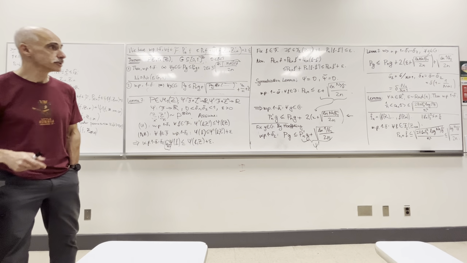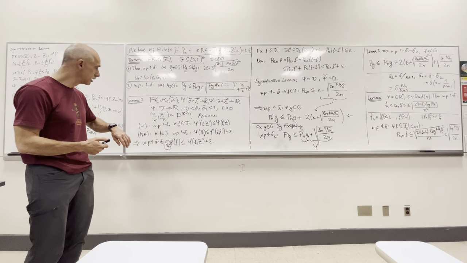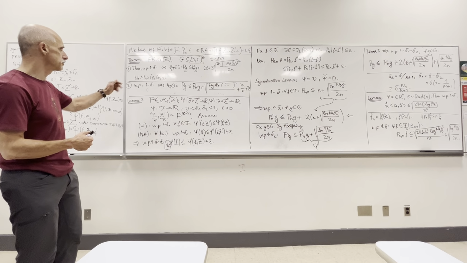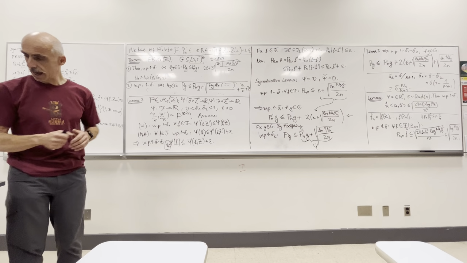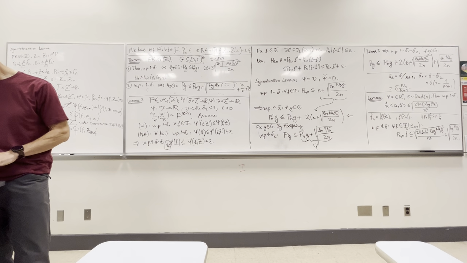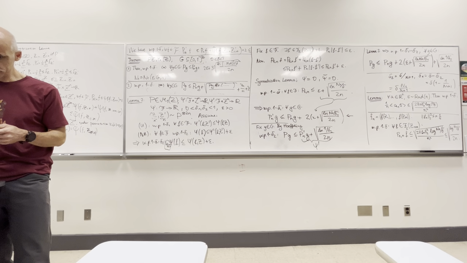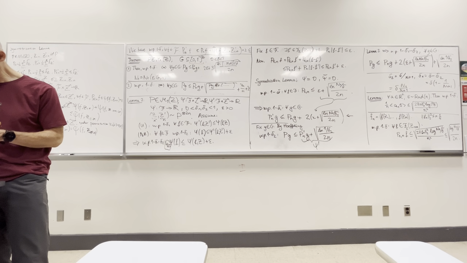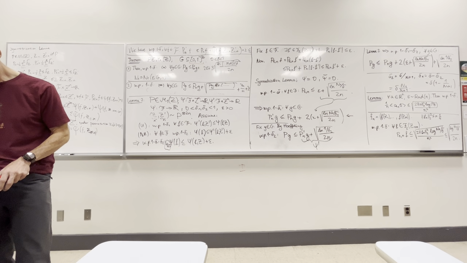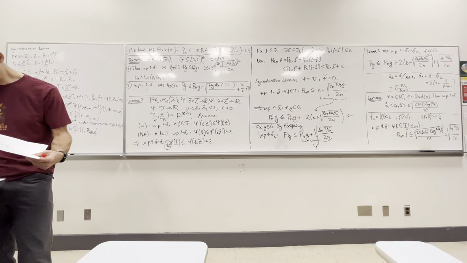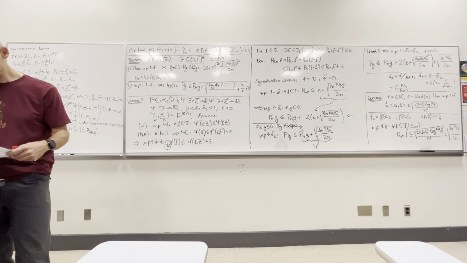Okay, so the other type of inequality is the multiplicative inequality. And let's see whether I can get to the end of that. How many pages do I have left? It's only two. Should be easy. Okay.